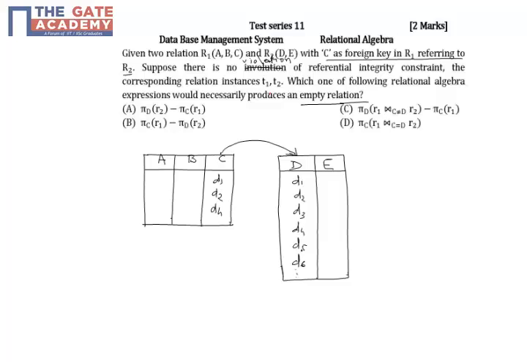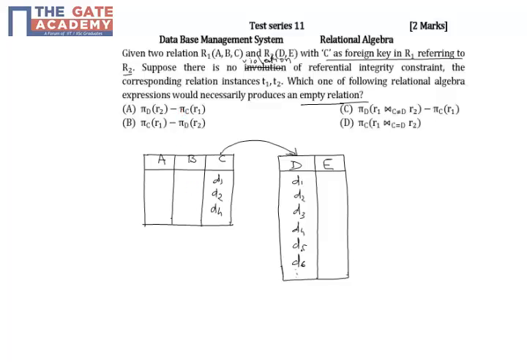Now the question further says that there is no violation of referential integrity constraint. That means each value of C must exist in relation R2 for attribute D. So using this sample relational database, let us examine each of the given options.